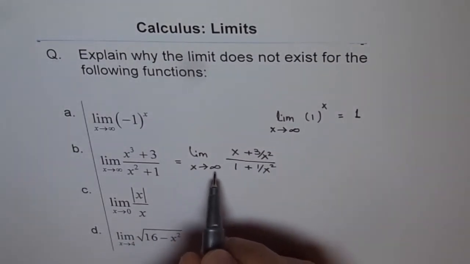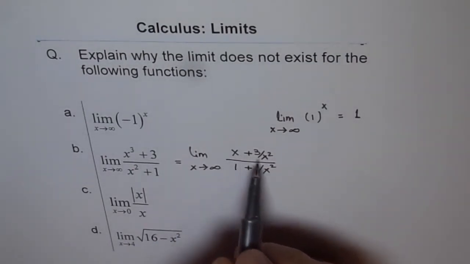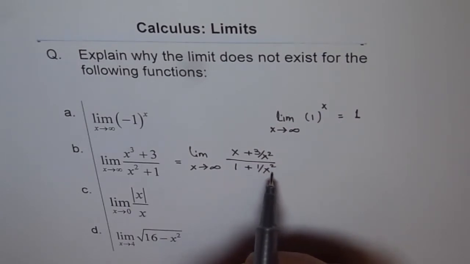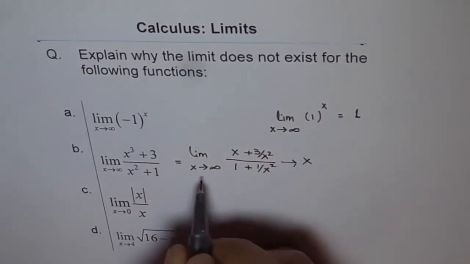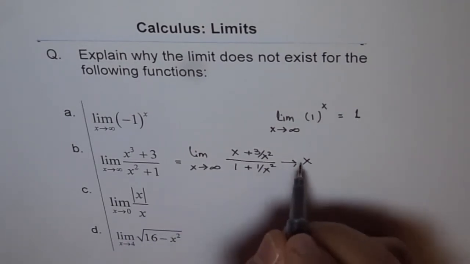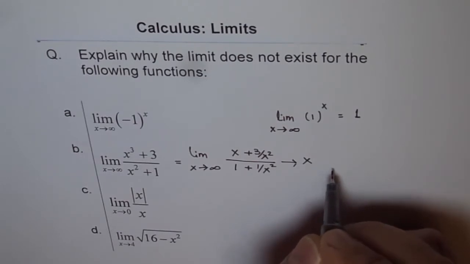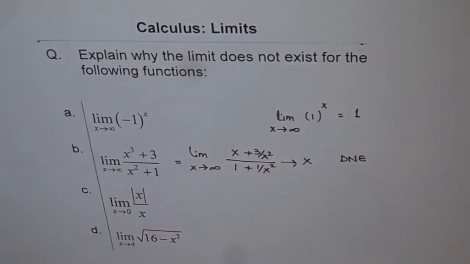Now if x is very large, then what happens? If x is very large, then 3 over x squared will tend to 0, 1 over x squared will also be 0, right? 1 divided by a very large number. And so this will approach x. As x approaches infinity, the function approaches infinity, and infinity is not defined, correct? Therefore, it does not exist, correct? So that is the reason why it does not exist.